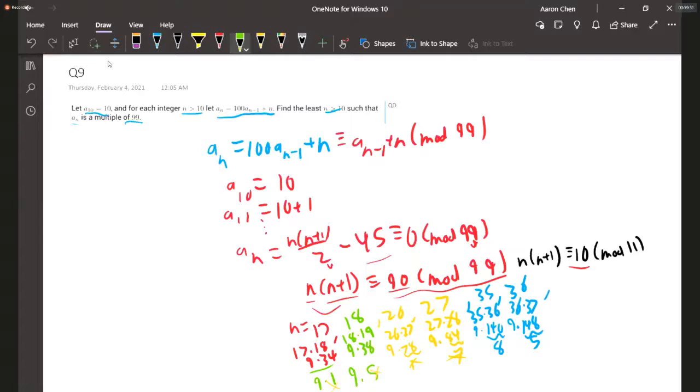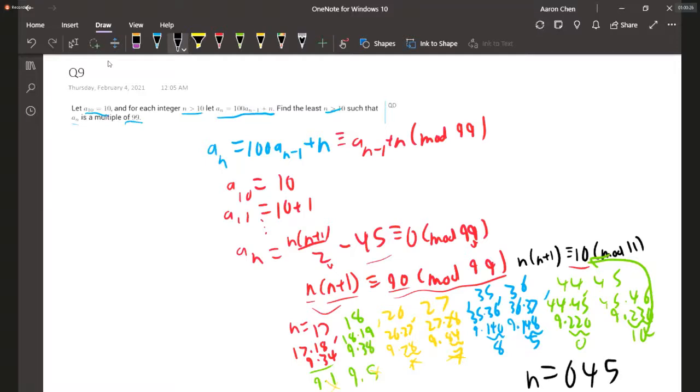So we can move on to 44 and 45. And this is 44 times 45, and this is 45 times 46. So this is equal to 9 times 220, and this is equal to 9 times 230. And when we look at this mod 11, it's 0, and this mod 11 is 10. And so these two match up, and so our smallest possible value of n is n equals 45. So does anyone have any questions about this problem?